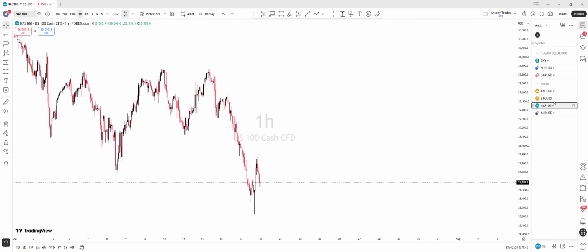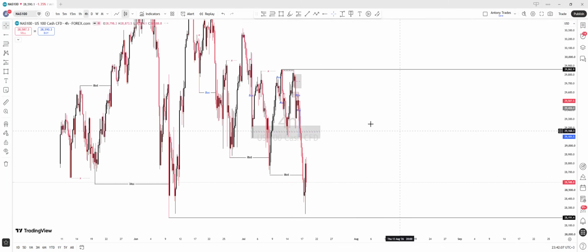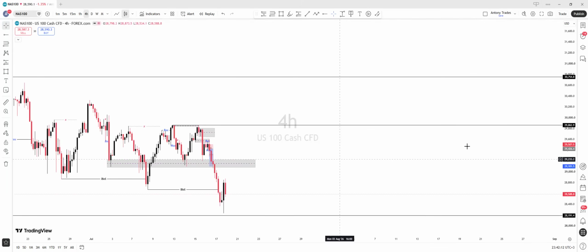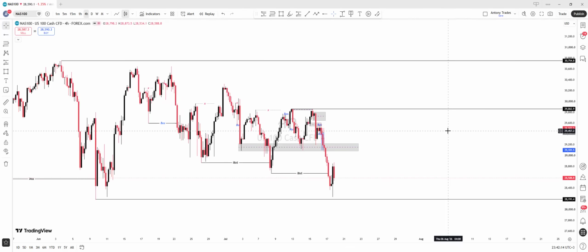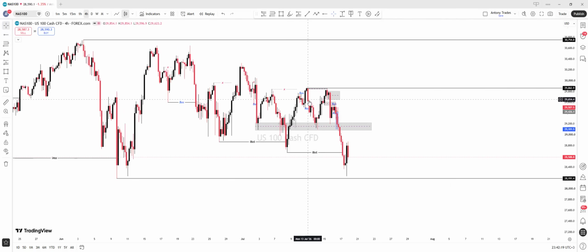So the next pair is going to be NAS 100. So what are we seeing on NAS 100? From NAS 100, I remember the analysis we did last time. We were looking for a selling opportunity on NAS 100. And that is exactly what the NAS has done during this week. NAS has pushed all the way down and now we have a new break of structure.